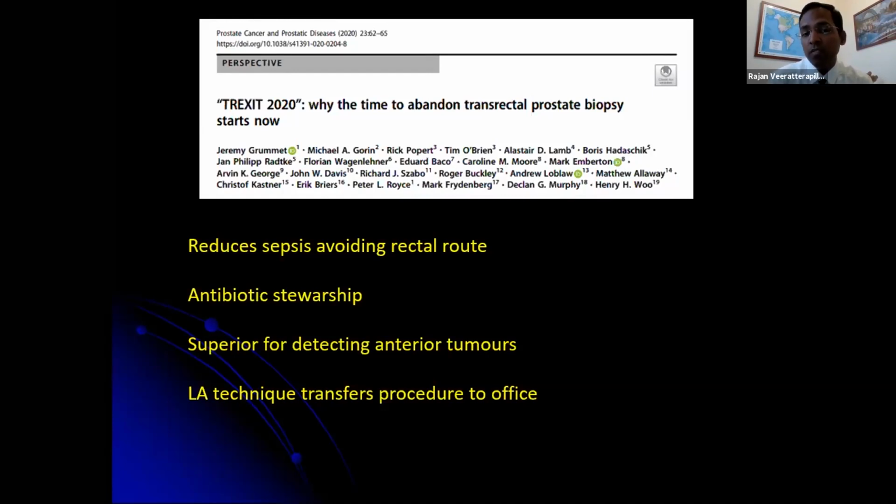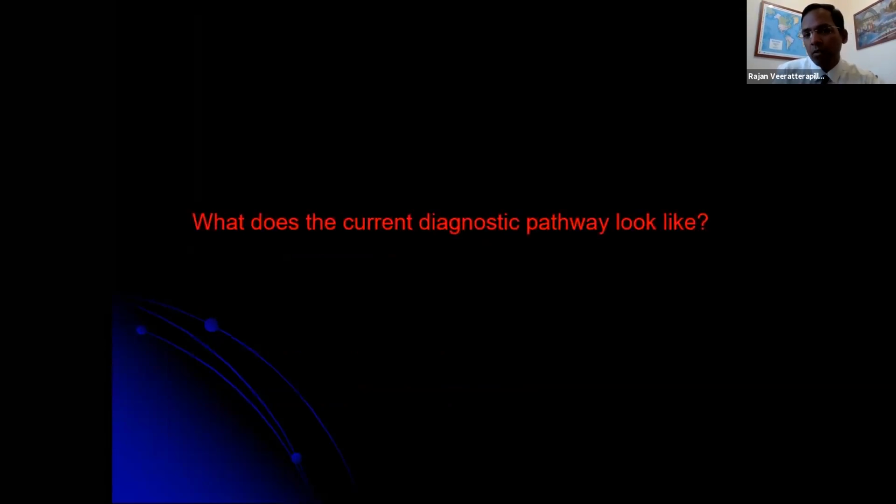It's much superior for the detection of anterior tumors. And because you can transfer it to an office technique using the LA technique now, there's no reason why we can't offer this as a standard procedure worldwide. It does take a little bit more equipment perhaps, but not like the stepper and the grid that they did use for brachytherapy. So what should a current diagnostic pathway look like?